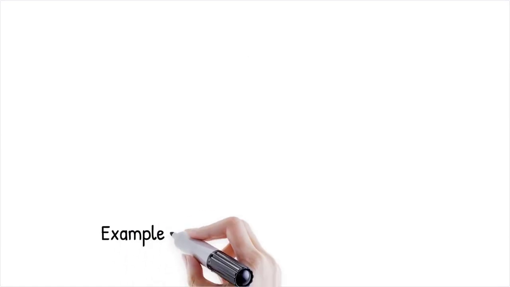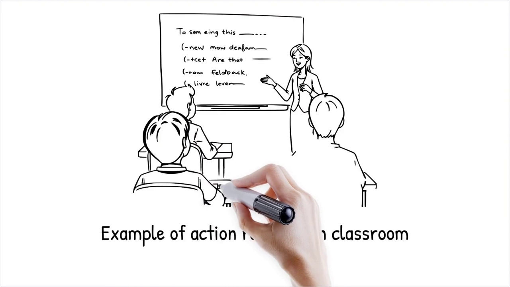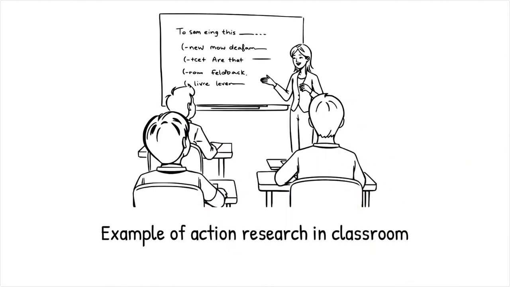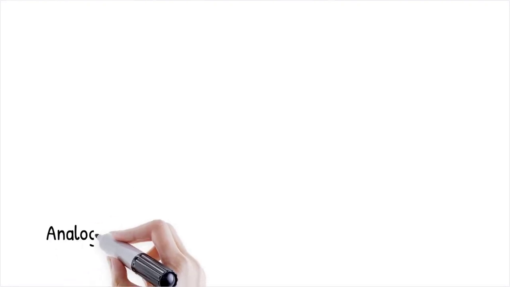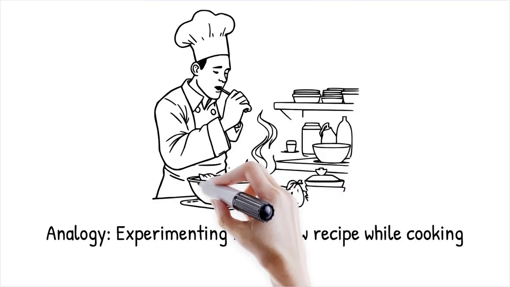A teacher might engage in action research by trying a new classroom management strategy, observing the outcomes, and then refining the approach based on feedback. It's like experimenting with a new recipe while cooking, tasting and adjusting the ingredients in real time to achieve the best flavor.